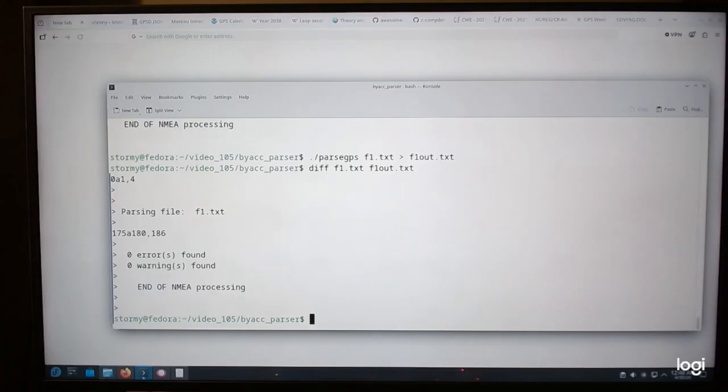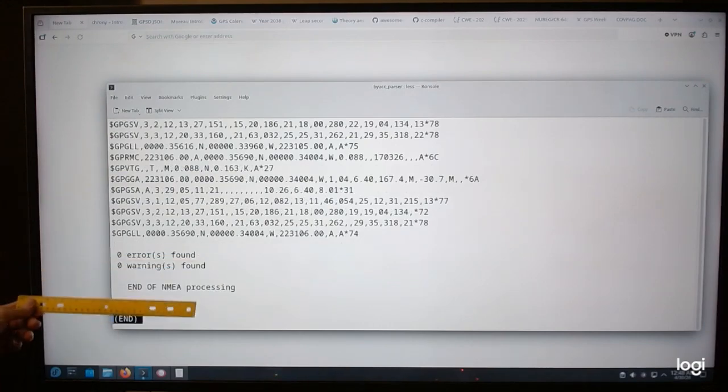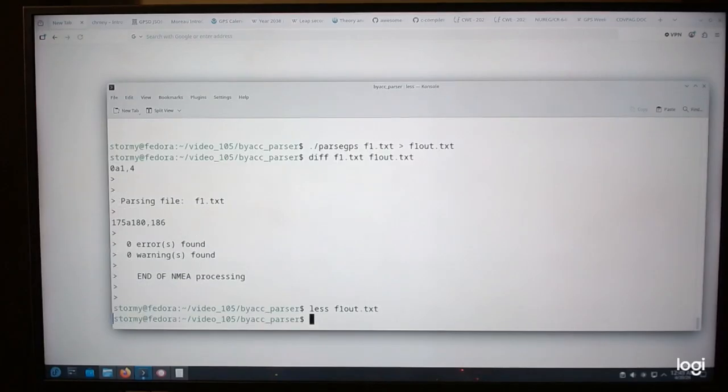Now I do write some kind of diagnostics right there on that output file. Let me show you that. I always like to write what file I'm parsing, and then down at the bottom, if it found any errors, and then I write end of processing. So it did not find any diffs in the file that it was parsing. The only diffs that I found were my headers and my footer.